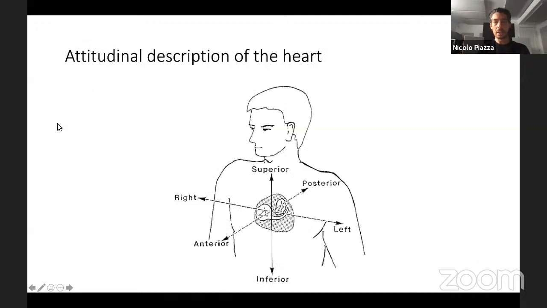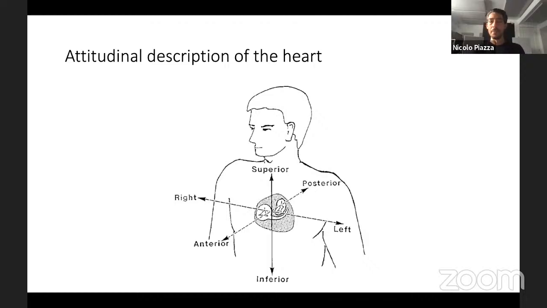So one thing that we don't think about necessarily when we're in the cath lab is the attitudinal description of the heart. And this describes position of the heart and its structures with respect to what's anterior, posterior, superior, right, and left. And this is the same nomenclature that is being used in CT and MRI. Unfortunately, it's not what's being used in echocardiography. And so that sometimes creates a little bit of confusion when we try to understand the relative position of things in the heart.